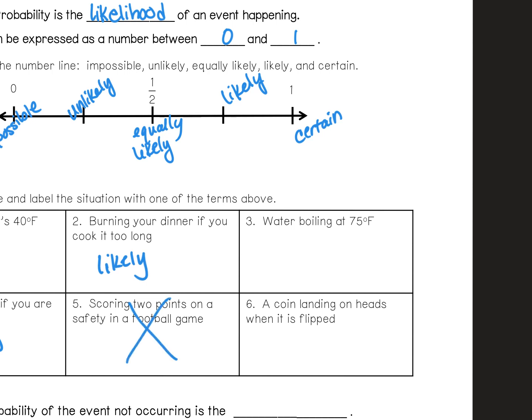And then I've taken this one off because it doesn't make sense to me, and there's been a lot of discrepancy on how likely we think it is. Number 3, water boiling at 75 degrees Fahrenheit? No way. Impossible.